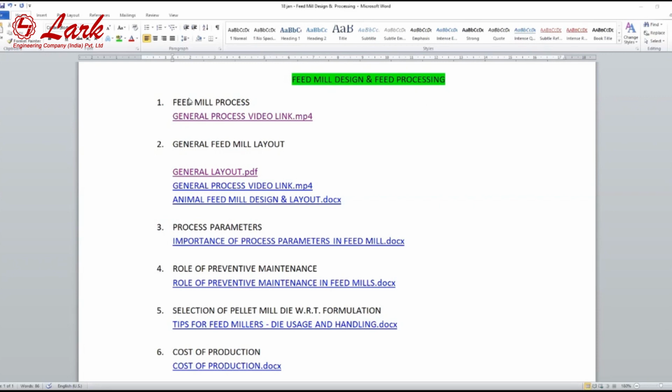Then we'll discuss the process parameters, that is, what parameters are required in batching, grinding, the micron texture of the grains, then mixing, pelleting, conditioning, and bagging. From there we can compare the efficiency and the quality of the machines.